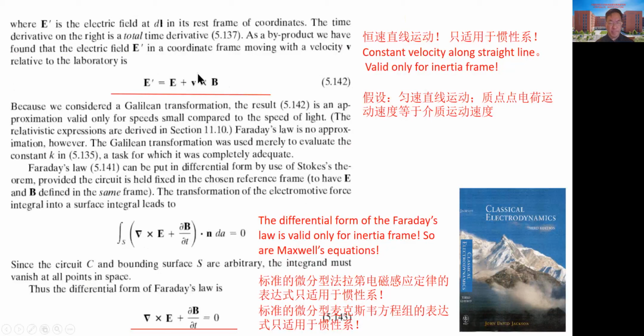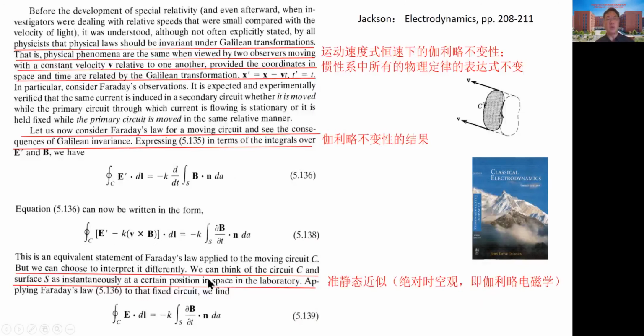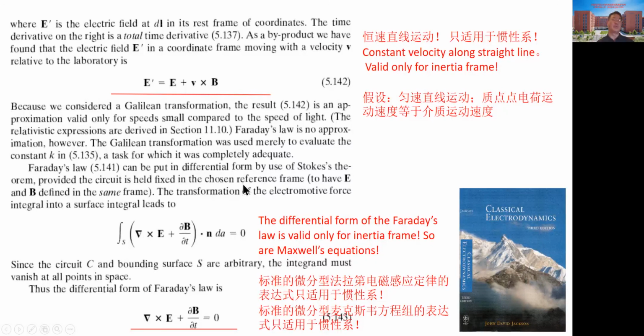Okay, so if you have E prime equals E plus v cross B, and this v is the moving velocity of the point charge. He put this in, for the unit charge, and if it equals the moving velocity of the circuit, the two terms cancel. So he arrived at the differential equation for electromagnetic induction. Again, this is in an inertial frame, constant moving velocity. Number two, it assumes the moving velocity of the point charge is equal to the velocity of the circuit.